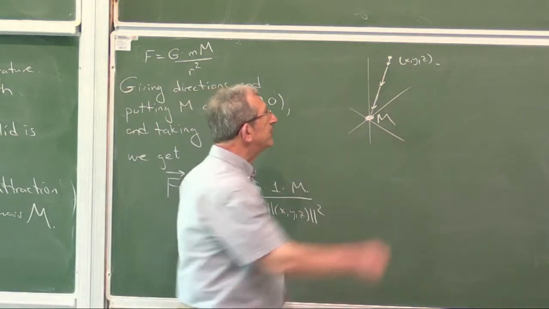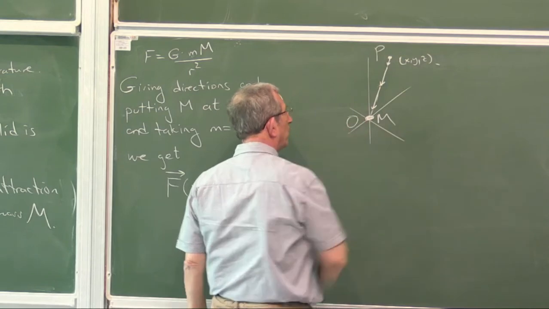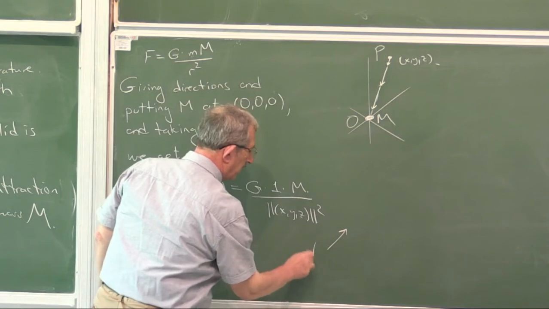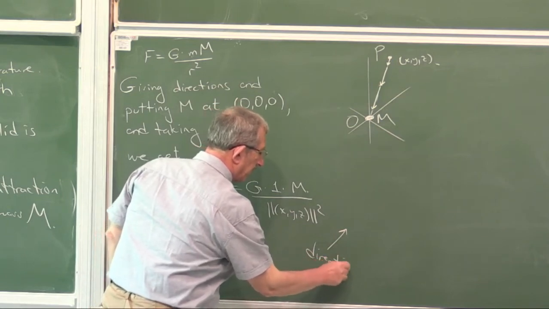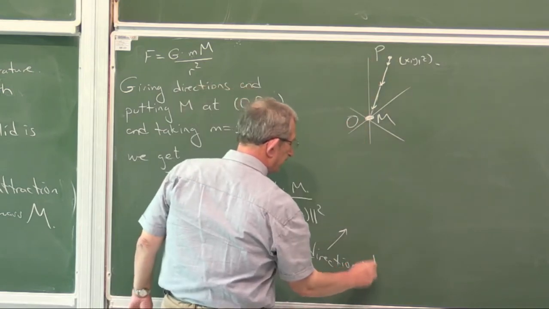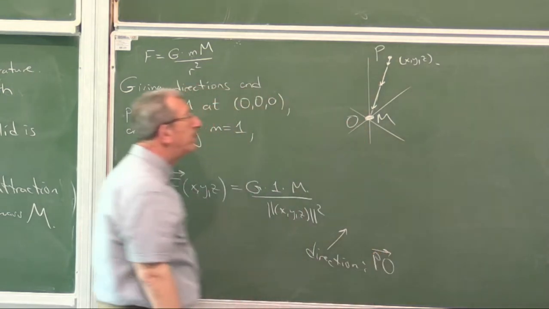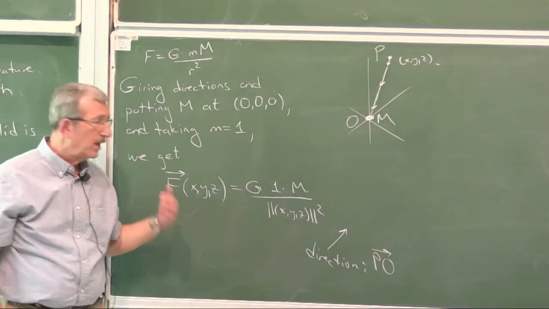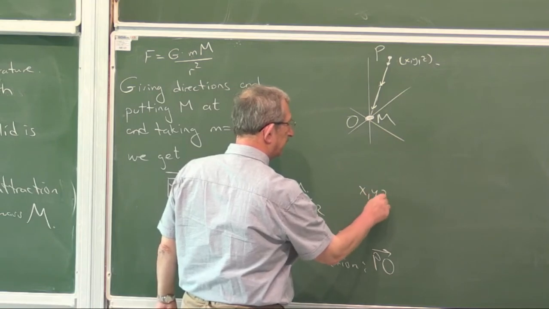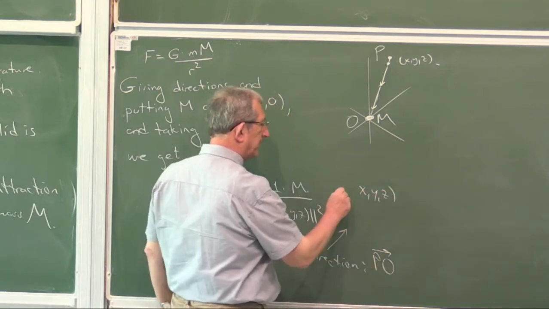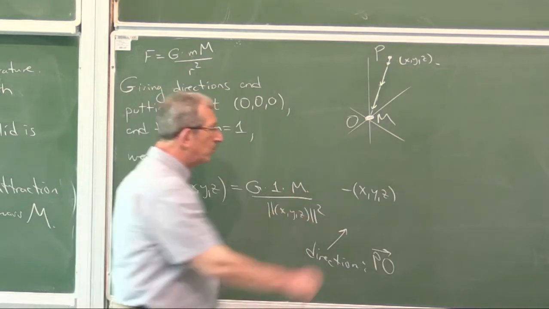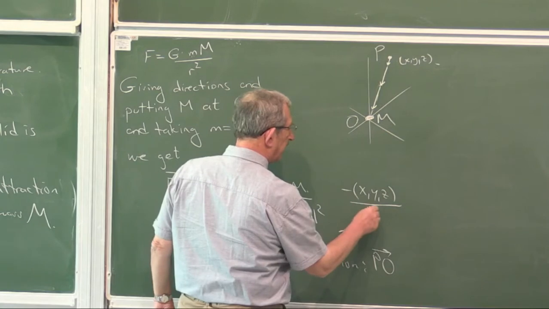So what's the direction here? If this is P and this is O, the direction is here. It's in the direction of PO, from P towards O. Thus, it becomes (x, y, z). Well, this is O minus P, so it is minus (x, y, z). However, this is not a unit vector, so we make it a unit by dividing by the length of (x, y, z).